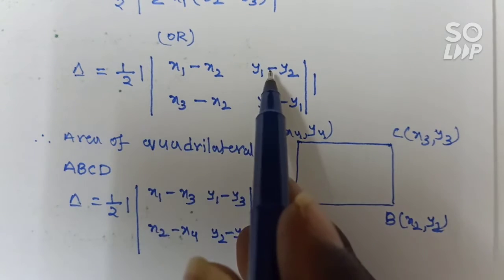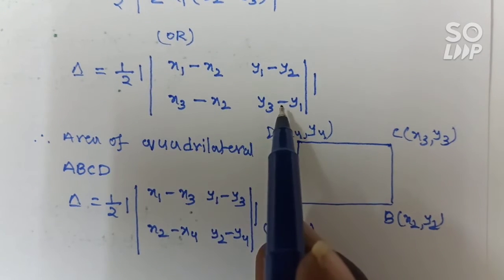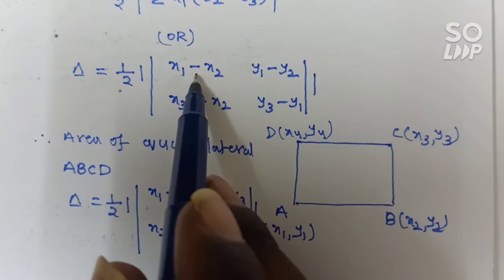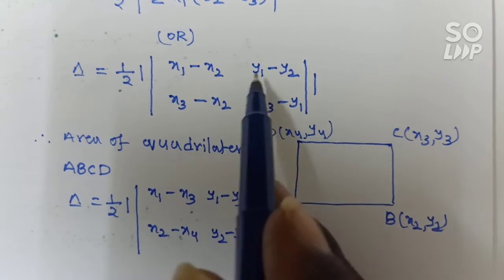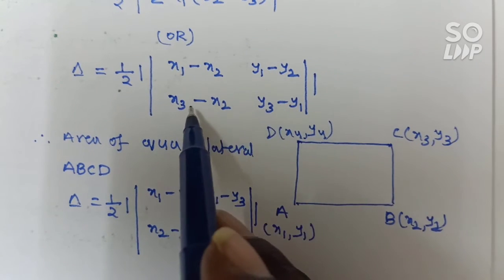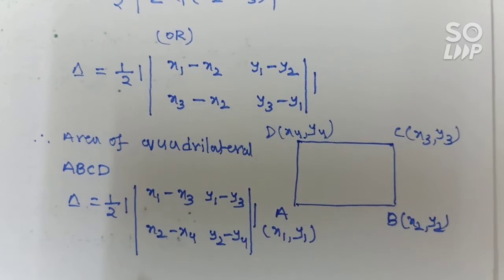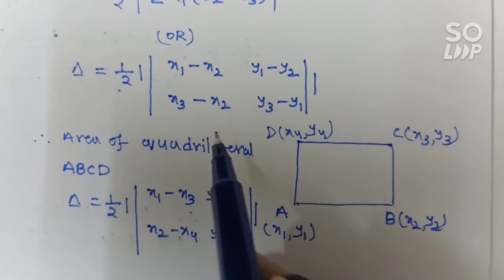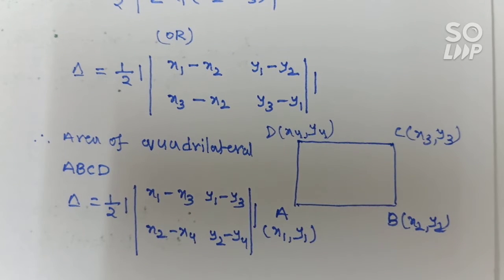This is A, this is B, this is C, this one is D. Then the determinant of this is A into D minus B into C. That is the formula to expand it. Now we'll see some applications of this.